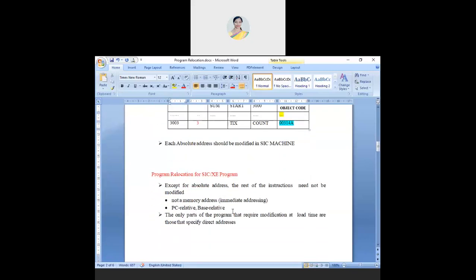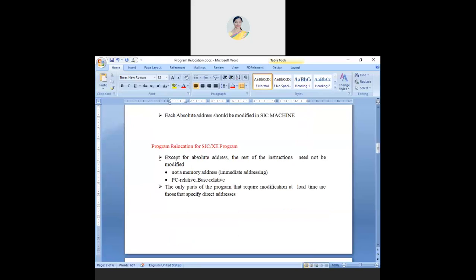When you come to SIC/XE, you have different types of addressing, correct? You have PC relative addressing, base relative addressing, and you have extended also. In PC relative, what do you do? You will find the displacement. In PC relative and base relative, you will always find the displacement. That means I have a base address and add the offset, I will get the current address. So you see here, except for absolute addresses, the rest of the instructions need not be modified.